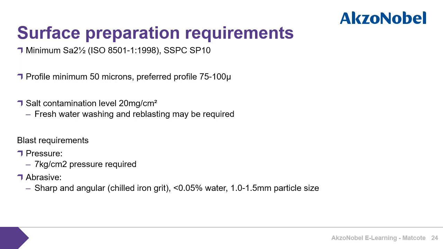As with all protective coating systems, surface preparation is key to ensure the Matcote system has the best chance of long-term performance. A number of expectations around surface preparation are in place, including a minimum SA 2.5, a profile of 50 microns minimum, but ideally 75 to 100 microns or 3 to 4 mils, low levels of salt contamination, and if higher levels are found, a fresh water wash and a reblast may be required.